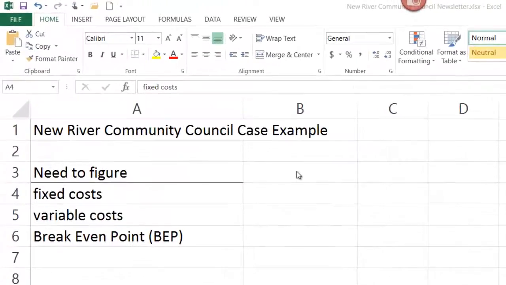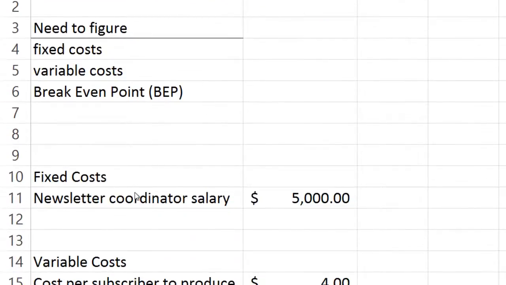The first thing you need to do is to figure out these things. You need to figure what are the fixed costs, what are the variable costs, and what's the break-even point. So, according to the material, the fixed cost is the newsletter coordinator salary, $5,000 a year. Now we call that fixed because we're going to pay that person regardless of how many newsletters get subscribed to. But the key question here is going to be how many subscriptions do we need to sell in order to break even? And that's why we call this a break-even analysis.